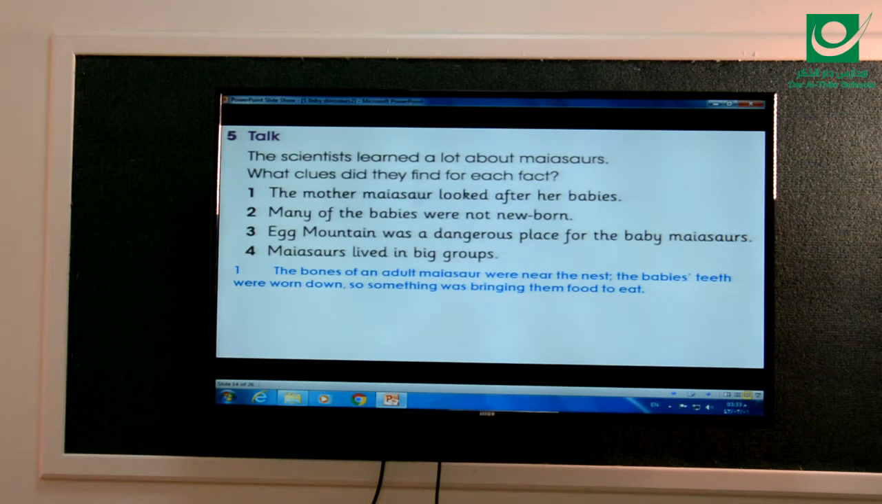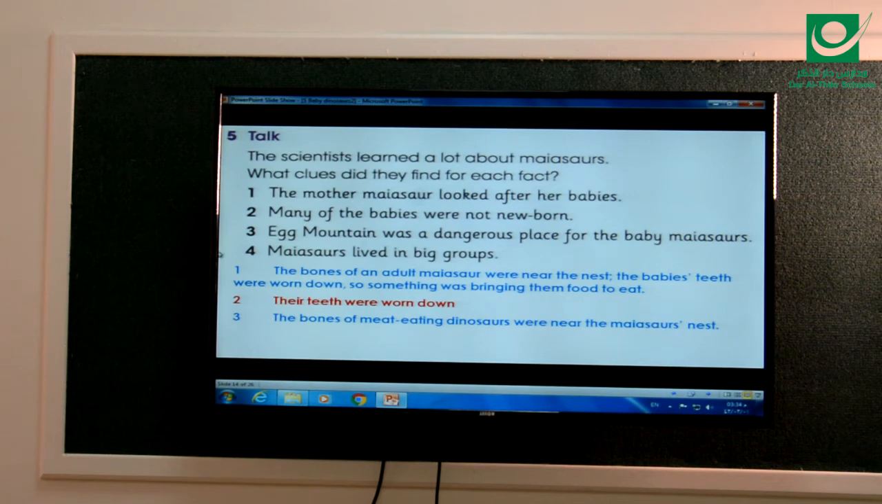The answer: the bones of an adult Maiasaur were near the nest. The babies' teeth were worn down, so something was bringing them food to eat. Number 2, many of the babies were not newborn. The answer: their teeth were worn down. Number 3, Egg Mountain was a dangerous place for the baby Maiasaurs. The answer: the bones of meat-eating dinosaurs were near the Maiasaur's nest.